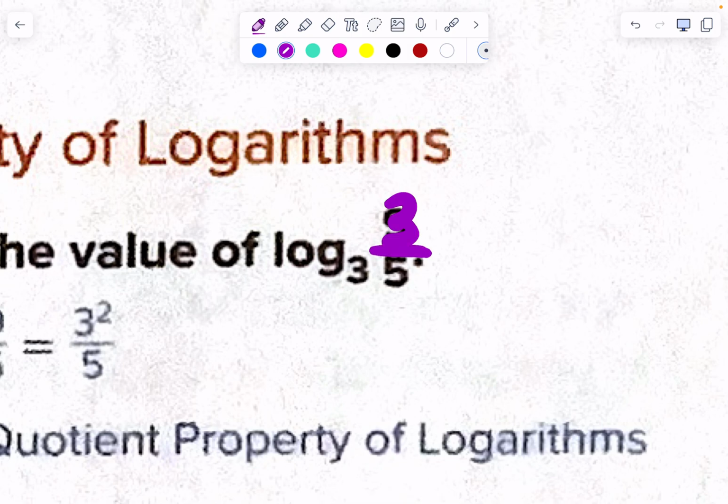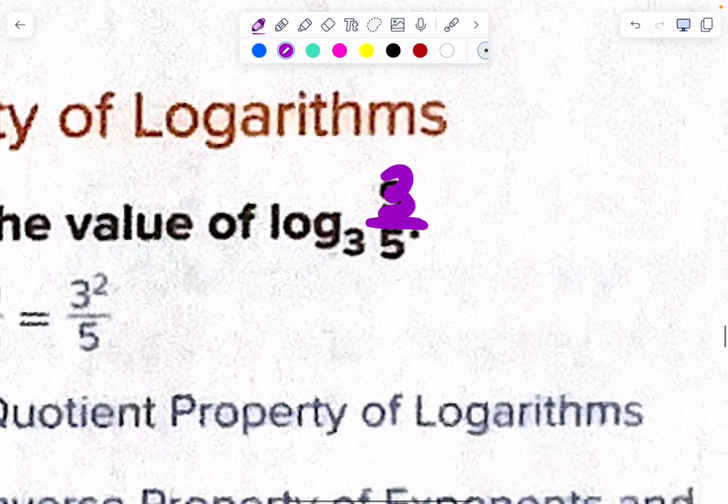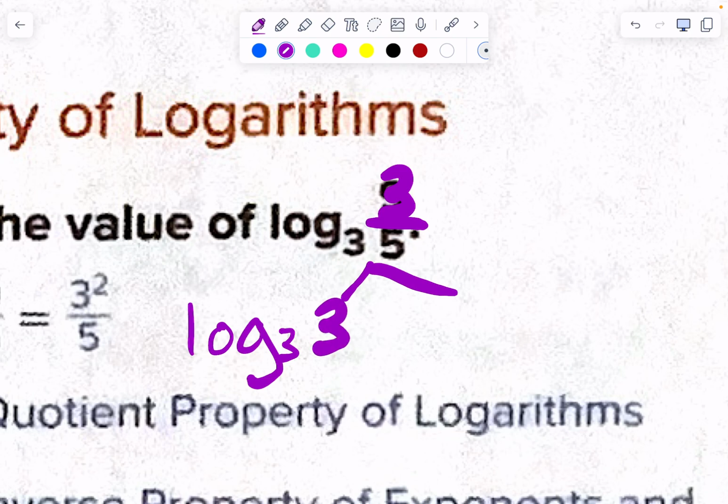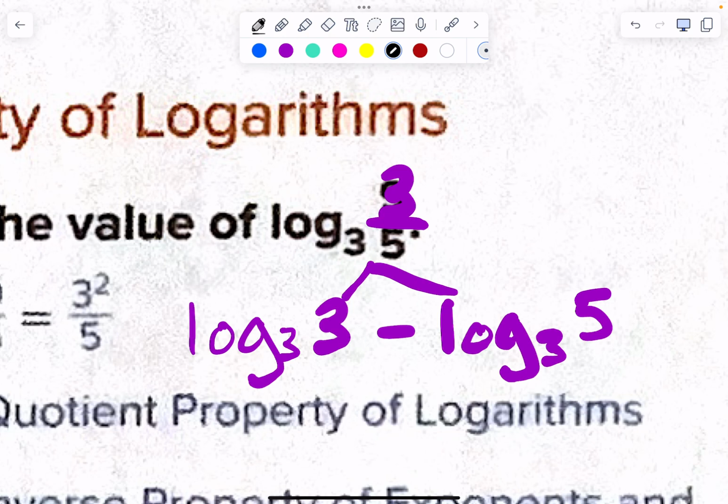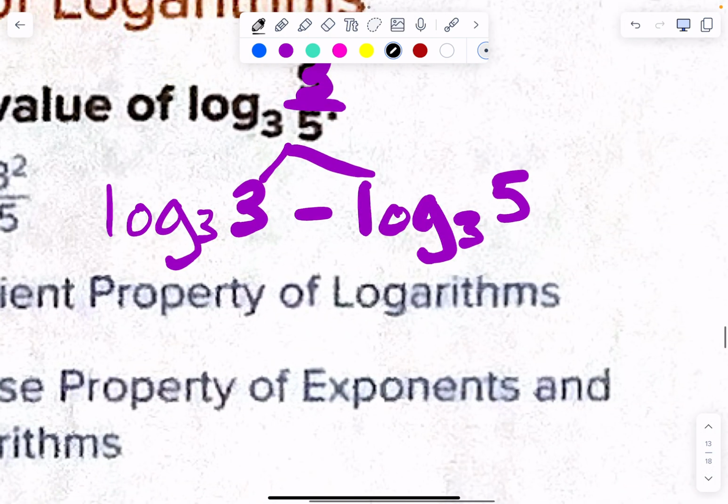Log base 3 of 3 over 5. Here's how this works. Okay, we have a division. What's division mean in log land? Subtraction. So if I want to separate it, it is log base 3 of 3 minus log base 3 of 5. All right, now, we know that log base 3 of 5, this guy right here, is 1.465.